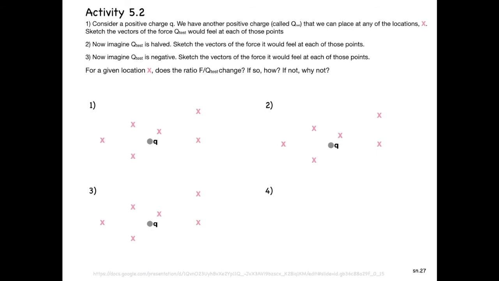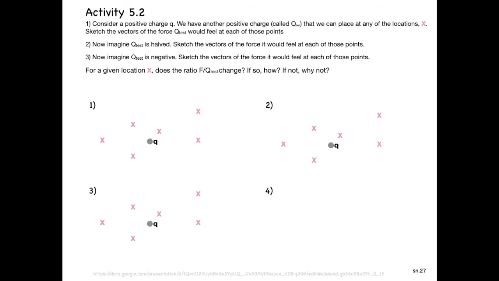For part 2, you'll do the same thing, except the test charge that you're imagining is only half as charged. Okay, so as a result, you should get a different magnitude of force, and your vector should have a different length. For part 3, we have the same setup, but now we're going to imagine our test charge has the same magnitude as in 1, but opposite sign. So now it's a negative test charge.